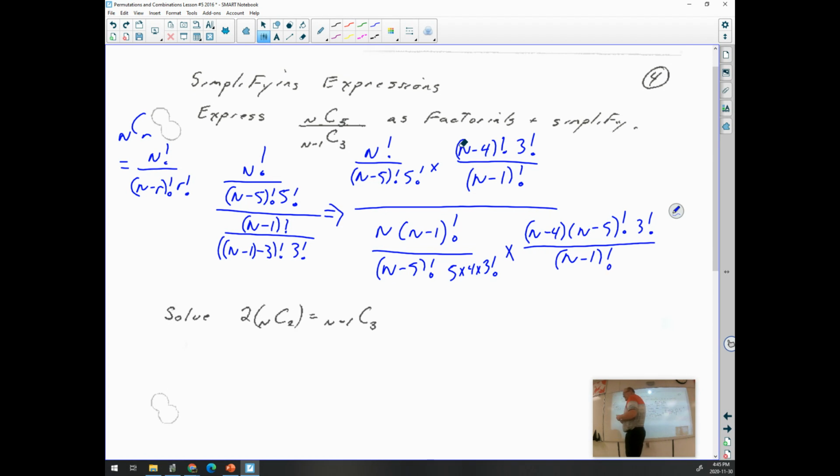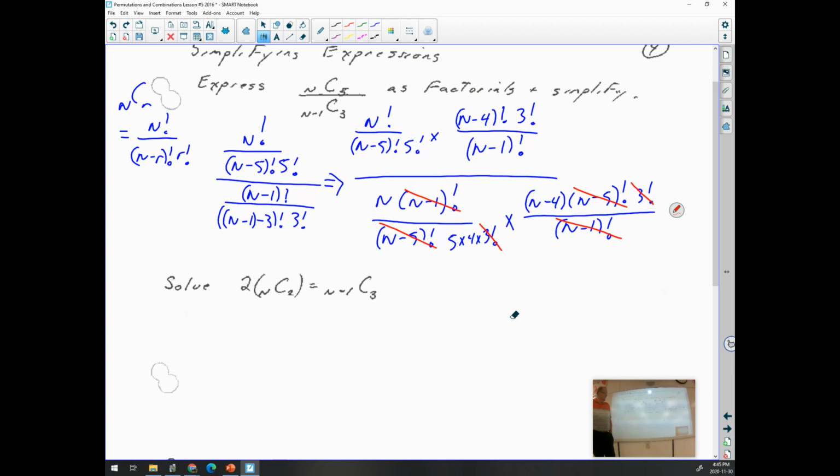Now, this is a slightly simpler way if you just want to brute force expand everything and just deal with this guy here and simplify it. You're perfectly welcome to do so. There's nothing wrong with that. You just see that I can cross off this n minus 5 with that n minus 5, that n minus 1 factorial over that n minus 1 factorial, this 3 factorial with that 3 factorial. And then all we have left is an n minus 4 over 20.